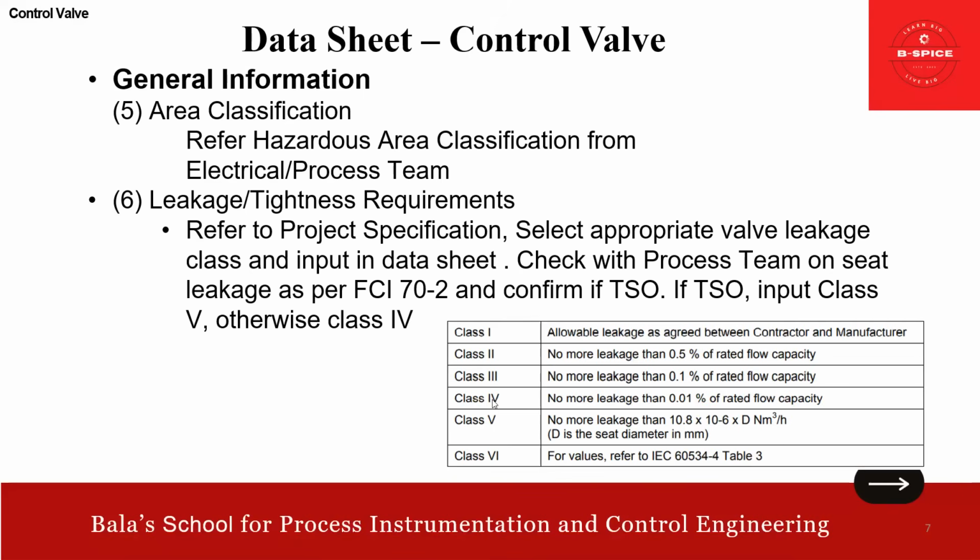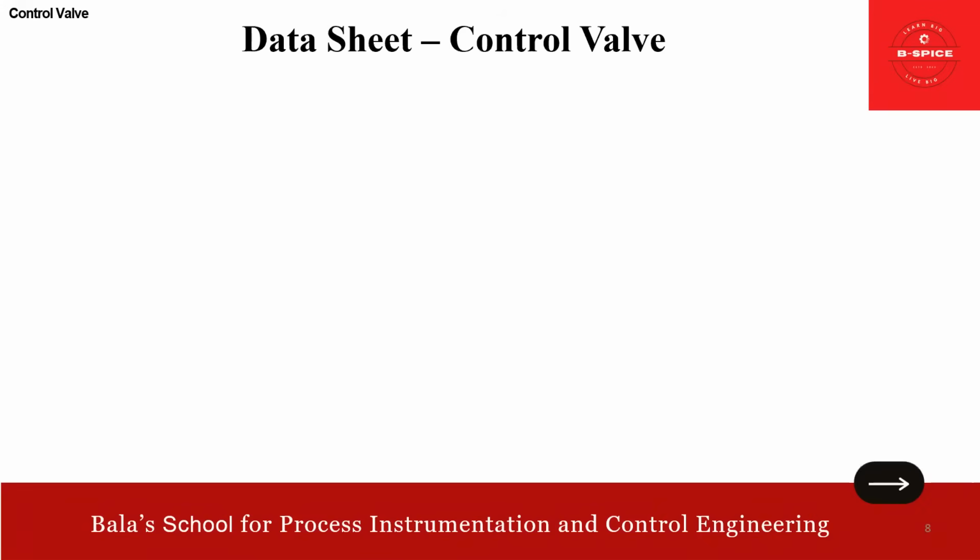Then you have class 4. Class 4 is no more than leakage 0.01% of rated flow capacity. Then similarly for class 3, no more leakage than 0.1% of rated flow capacity. Class 2, no more leakage than 0.5% of the rated flow capacity. Of course, classes 1, 2, and 3 we normally don't use. So basically start with class 4 and go beyond. If it is tight shut-off, we'll go for class 5 and class 6. Okay, friends? We'll move on to the next item.